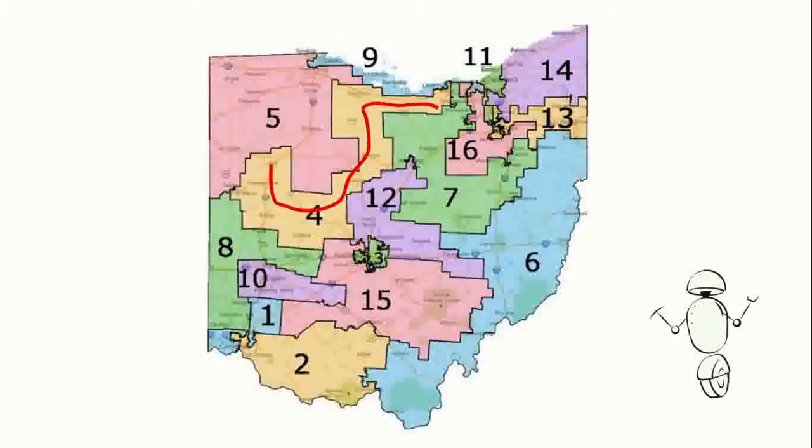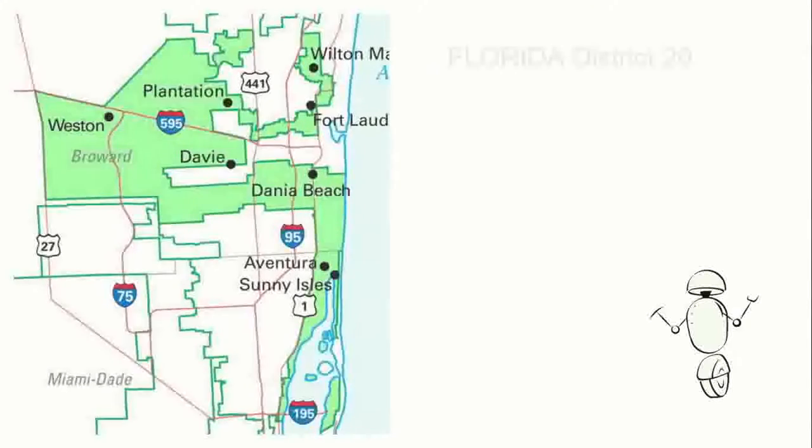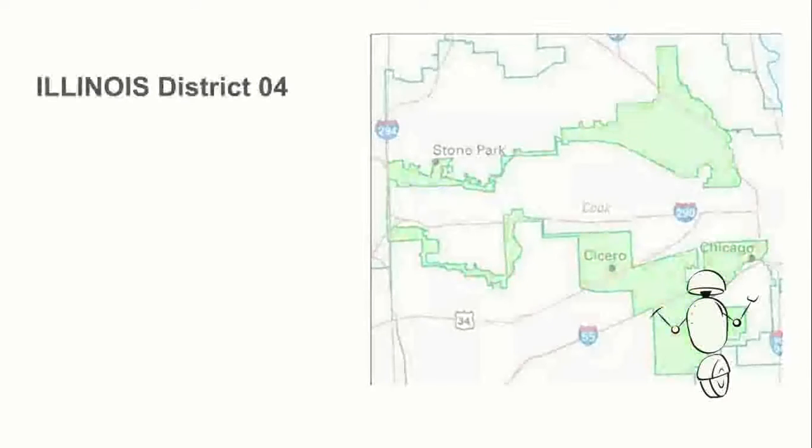And this is Ohio's district map. It's got a couple loop-de-loos and zigzags there, but it's not the worst by comparison. Take a look at Florida's District 20 and Illinois' infamous District 4, and of course North Carolina's District 12.